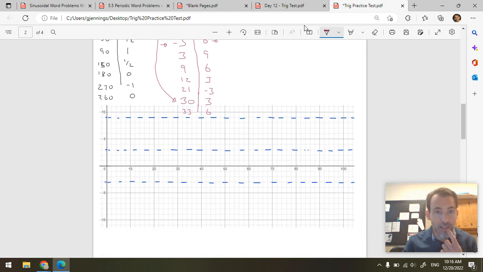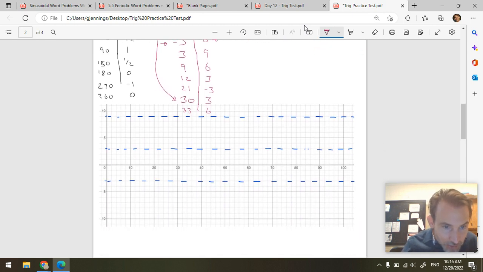Now let's plot these points. Okay, so we got 3, 9. So 3, 9 is there. All right. 9, 6 is there. And 12, 3 is there. All right. And then 21, negative 3 is there. 33 is there. Okay. And 33, 6. So there's 33, 6 is there.